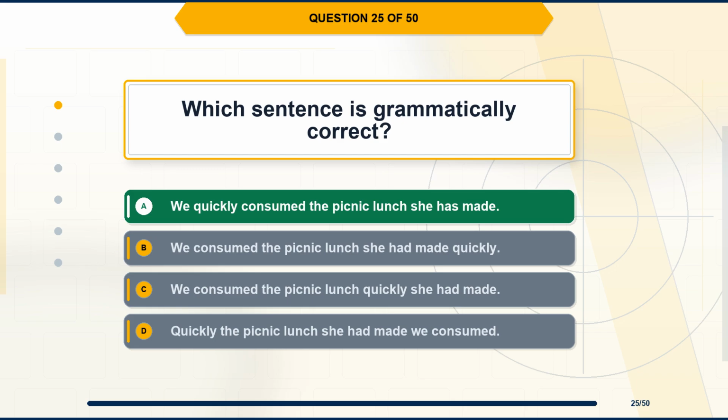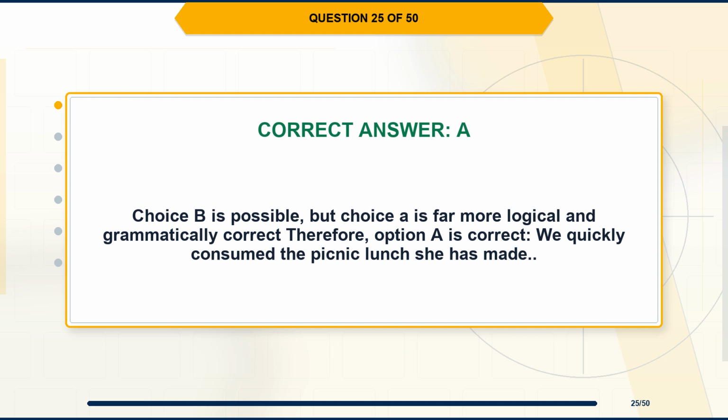The correct answer is option A, we quickly consumed the picnic lunch she has made. Explanation. Choice B is possible, but choice A is far more logical and grammatically correct. Therefore, option A is correct, we quickly consumed the picnic lunch she has made.